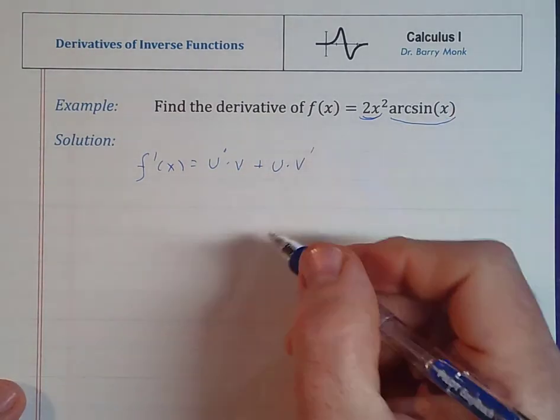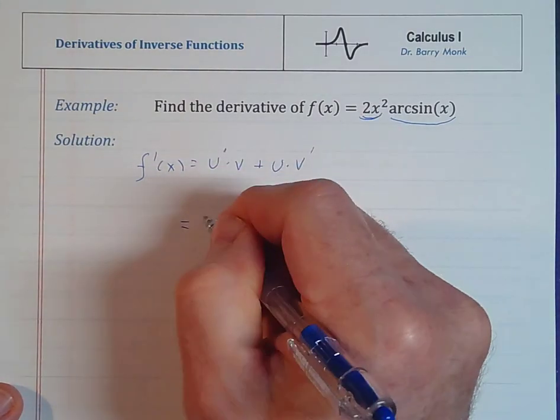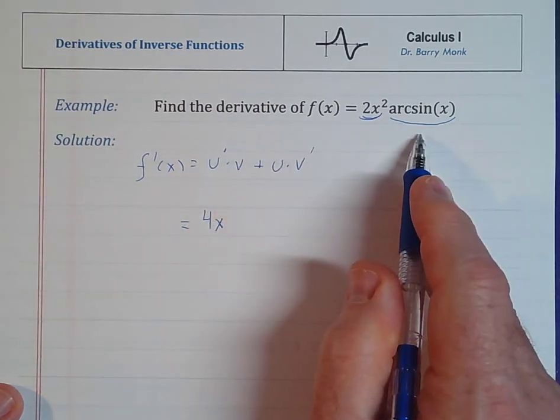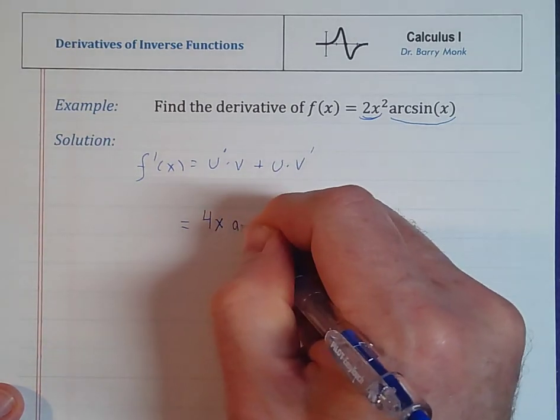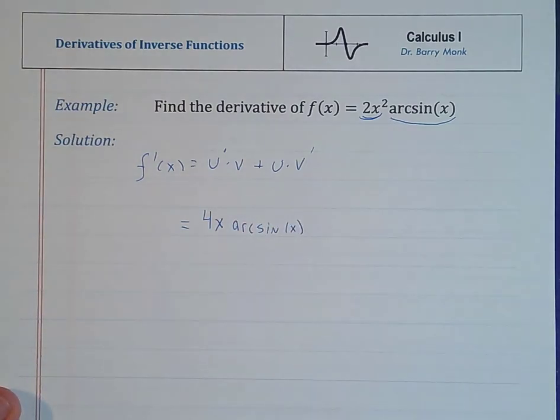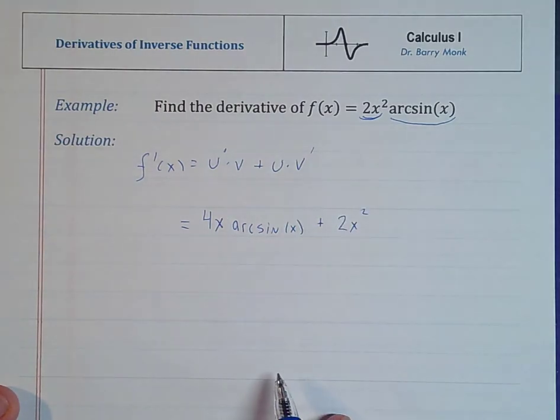And it should be pretty straightforward here. u prime, that would be the derivative of 2x squared. That's just going to give me a 4x. v is just arc sine. I'm not doing any derivatives there. I'm just going to write down times arc sine x plus u, which is 2x squared, times v prime.